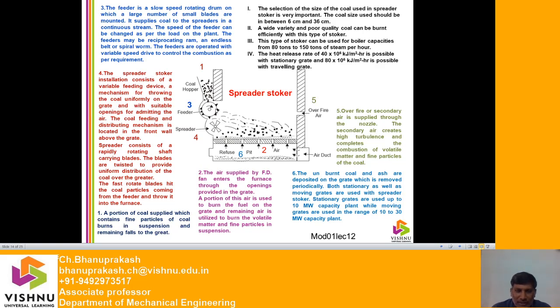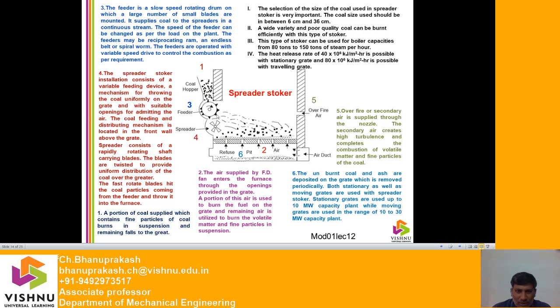See here the feeder. The feeder is a slow speed rotating drum on which a large number of small blades are mounted. Here you can observe. It supplies coal to the spreader in a continuous stream. The speed of the feeder can be changed as per the load on the plant. Load means consumption of power. If the consumption of power is more, you have to supply more coal. So the feeder can be changed as per the load of the plant.